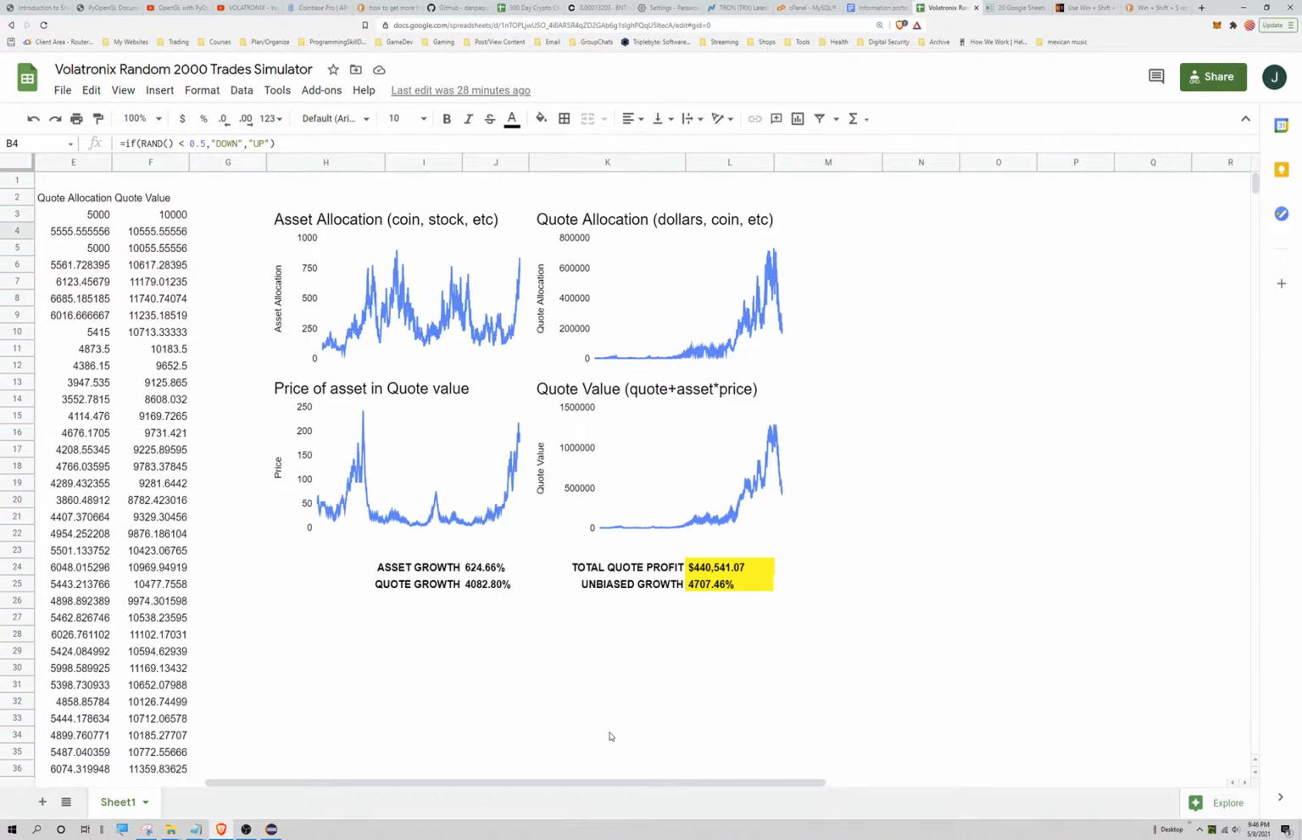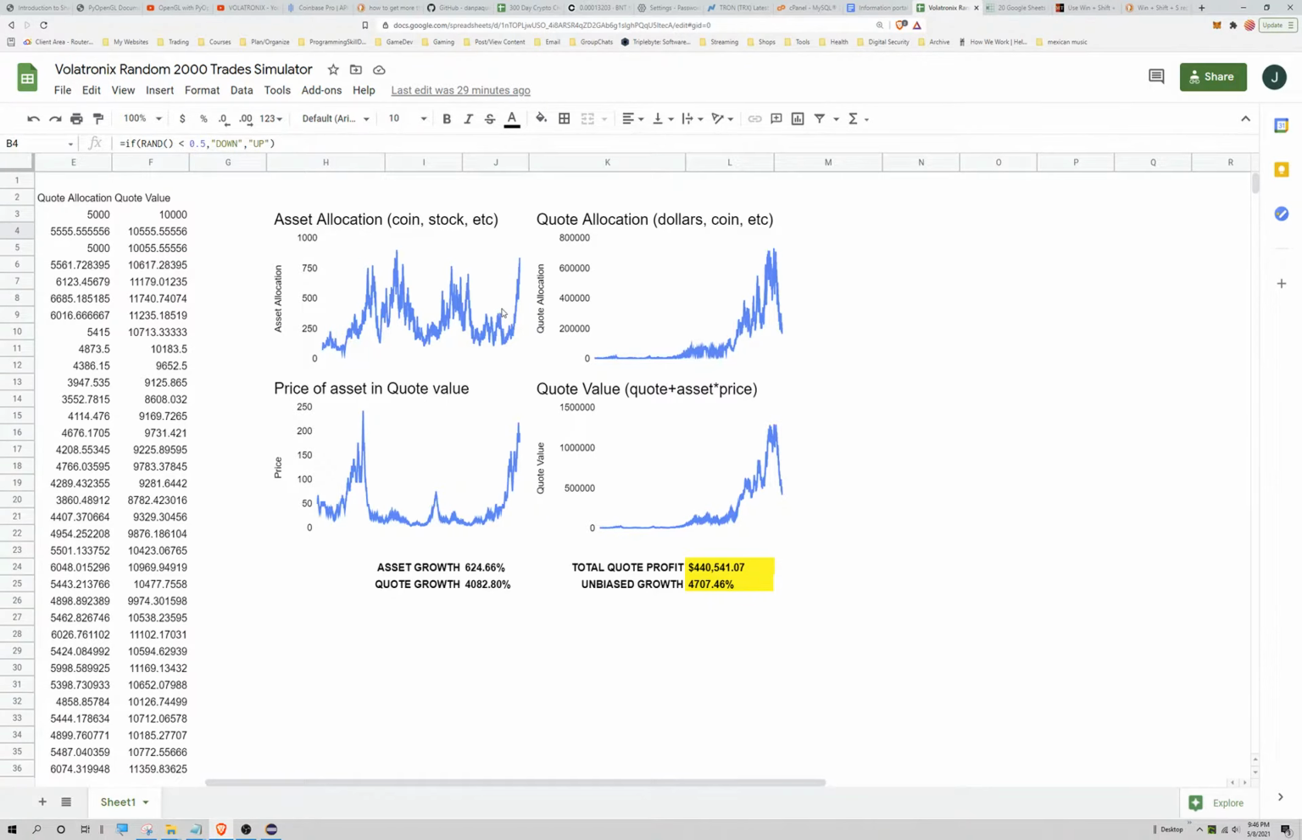So Volatronix is mathematically guaranteed to grow the basket allocation. What that means is the sum of the asset allocation and the quote allocation. You'll never run out of dollars to buy more coin as the price goes down, and you never run out of coin to sell for more dollars as the price goes up.